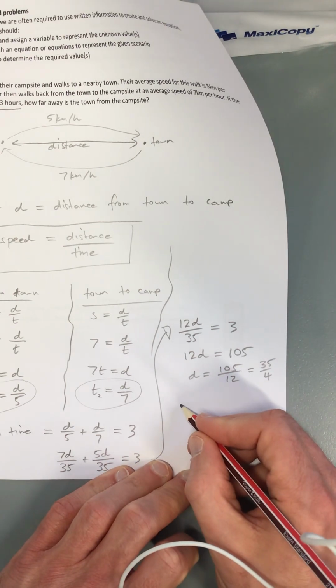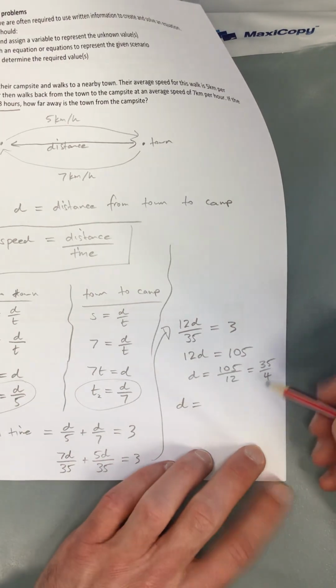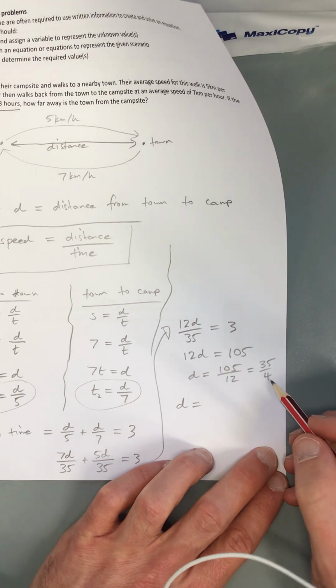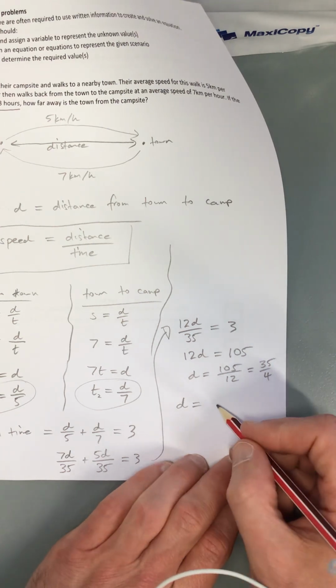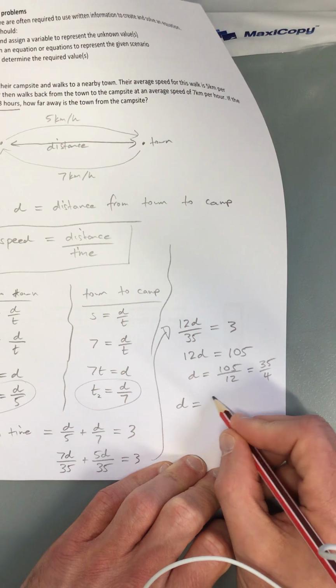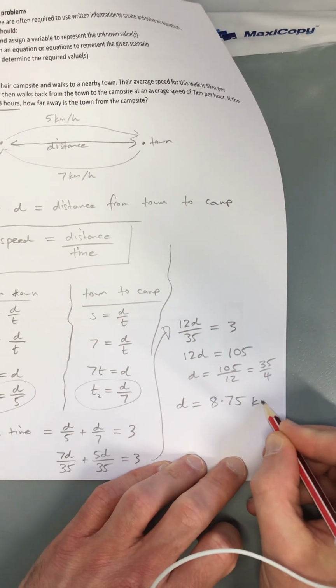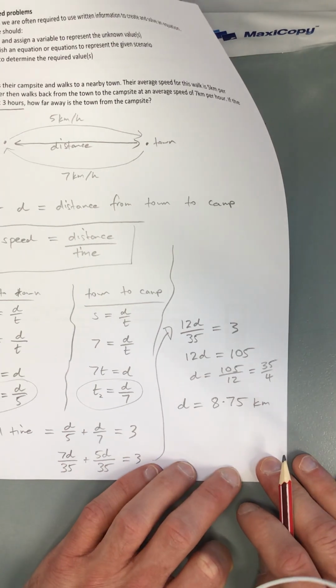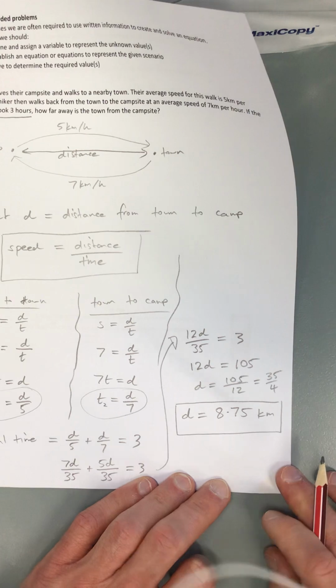But when we talk about kilometres, we're probably more likely to give it as a mixed number or a decimal. So 4 goes into 35 8 times, 8 and 3/4. So we could give it as 8.75 kilometres, right? And that is our final answer to the question.